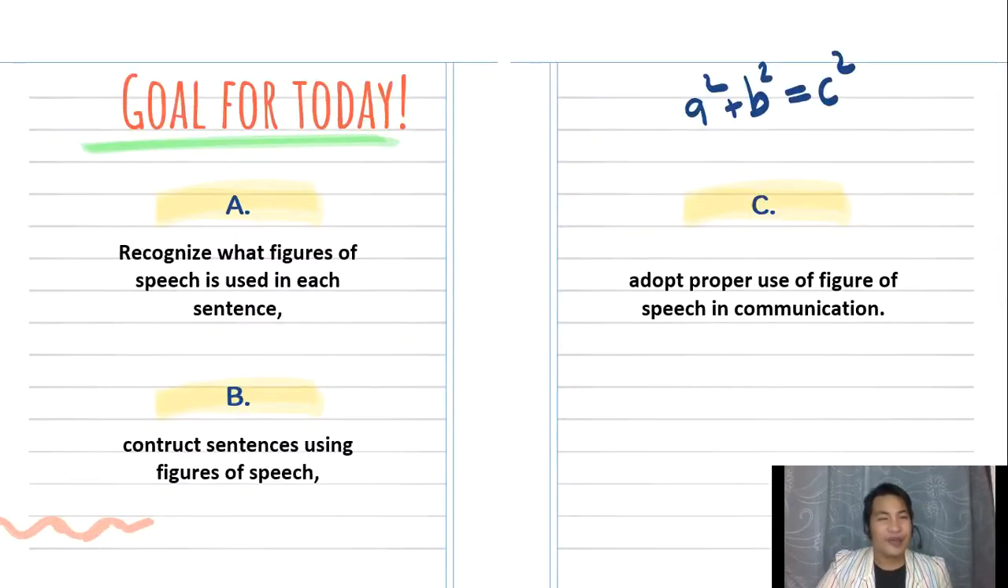Our goal for today is to recognize what figures of speech are used in each sentence, to construct sentences using figures of speech, and lastly, to adopt proper use of figures of speech in communication.